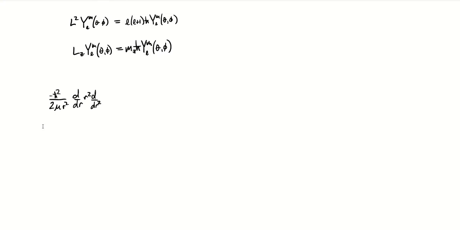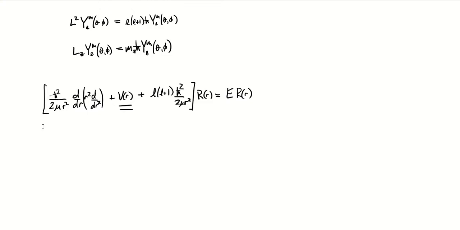Forgive having to watch me write this all out. Now that we've solved the polar part, we know that the separation of variable constant was just this l times (l+1). And this was all operating on our radial part of the wave function, and that equaled the energy of our atom. So what we're going to do is put in the form.